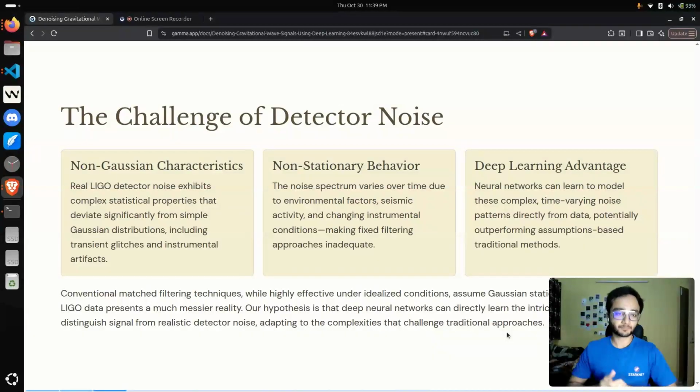So conventional filtering techniques, which are highly effective under idealized conditions, usually use Gaussian noise. However, this real data produces a real challenge as well. So the hypothesis is that deep neural networks can directly learn the intricate patterns and distinguish a signal from the noise.